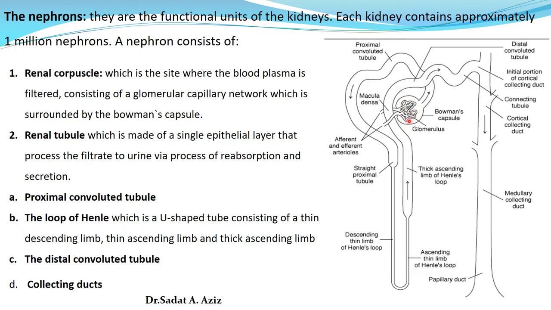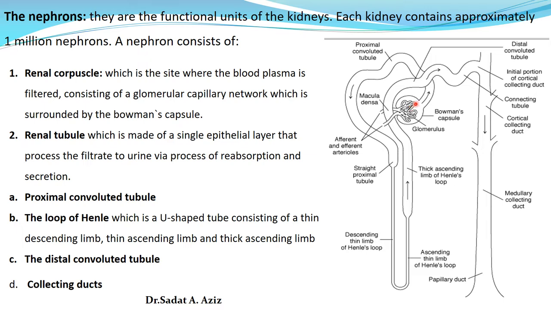So the renal corpuscle is made of a network of capillaries, the glomerular capillaries, and the Bowman's capsule.